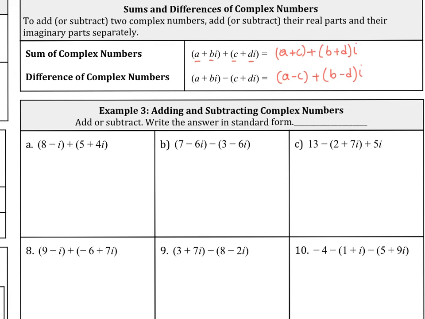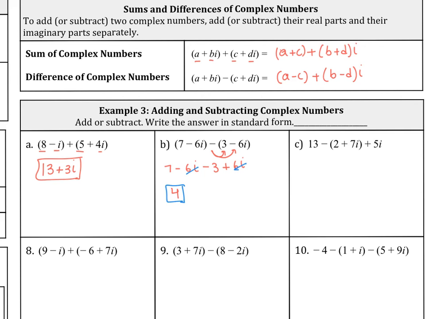For letter A, you're going to add 8 and 5 because they are like terms. So 8 plus 5 is 13. And then you're going to add negative i plus 4i, that is 4i minus i, which is 3i. So 13 plus 3i is your answer. When you're subtracting two complex numbers, make sure you distribute the negative inside first. So it's going to be 7 minus 6i minus 3 plus 6i. Combining the like terms, 7 minus 3 is 4, and you can cancel the 6i with negative 6i. So the answer is just 4.